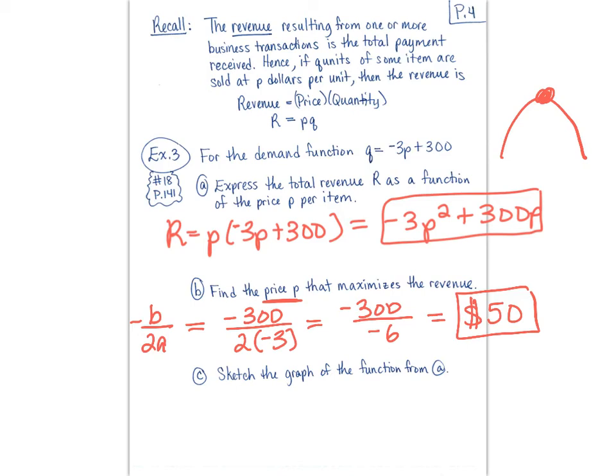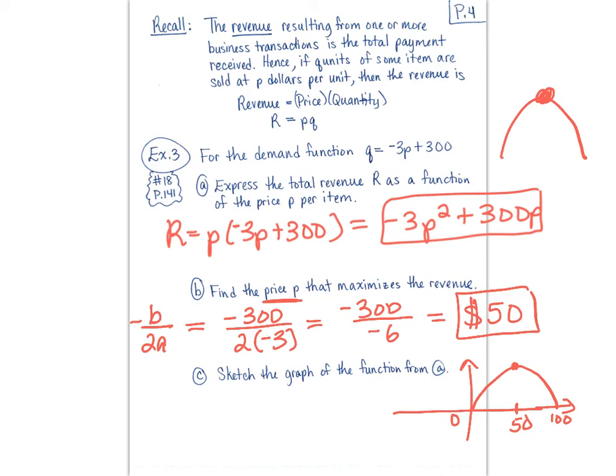And now we want to sketch the graph of the function from part A. We've already really done that, but we know that the price P that maximizes the revenue is 50. So we know that we get our max at 50. And that's a sketch of the graph. Okay? What questions do you have?